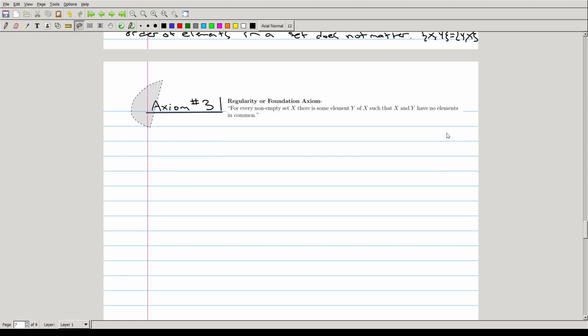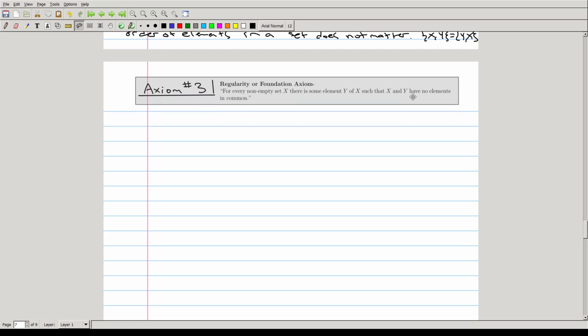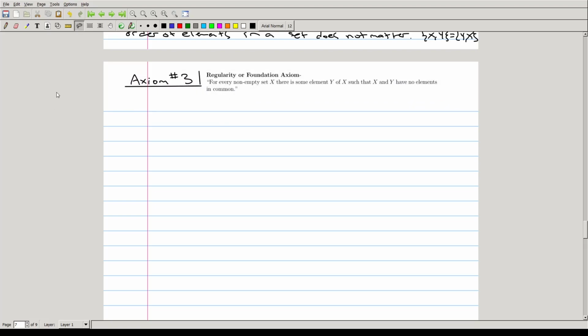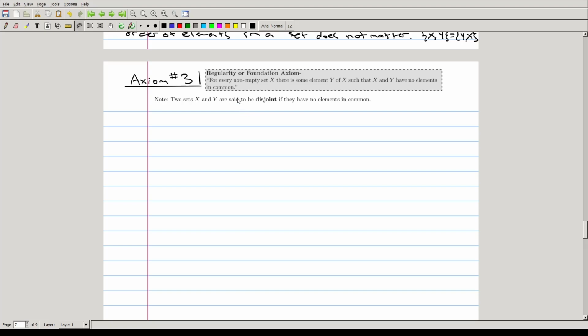And this is the following statement. For every non-empty set x, there is some element y of x such that x and y have no elements in common. By the way, we say that two sets x and y are said to be disjoint if they have no elements in common.